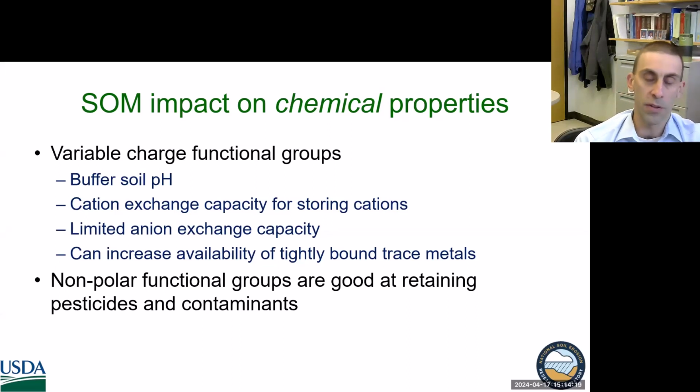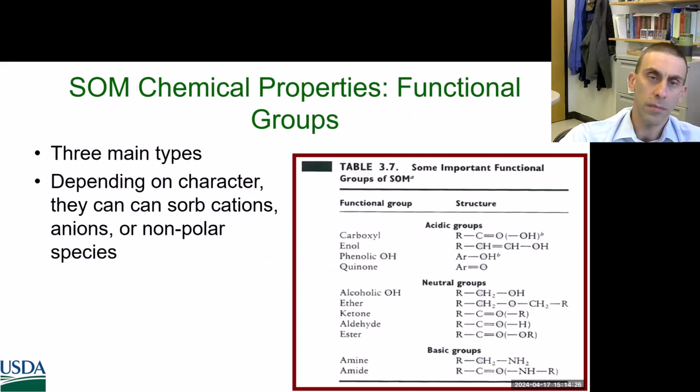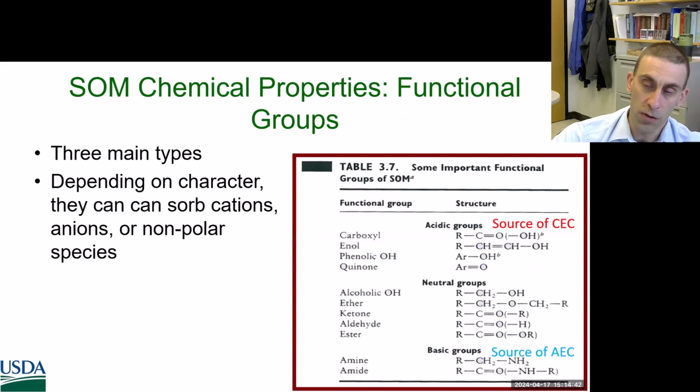So you'll see sometimes in certain herbicide labels, you have to adjust your rate as a function of the amount of organic matter in your soil. That's why. Specifically, there are three main types of functional groups on organic matter: acidic, neutral, and basic groups. Depending on which one, they can do different things. The acidic groups tend to be your main source of CEC. The basic functional groups provide some anion exchange capacity, and your neutral groups are the nonpolar ones that tend to absorb herbicides and various pesticides.